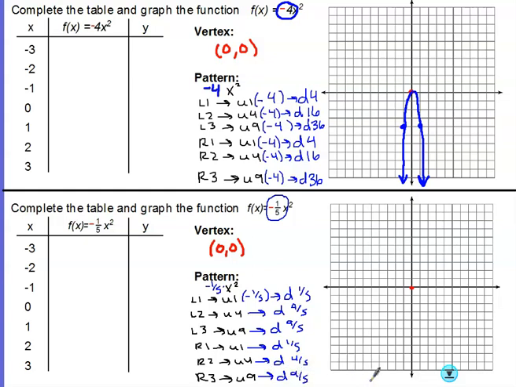You can use a calculator if you'd prefer. And from here I follow my pattern. Left 1 down 1/5, which is very small. Left 2 down 4/5, which is still pretty small. Left 3 down 9/5, which is again very small, and then the same on the right. So our graph looks kind of like this. An upside down parabola that just got flattened out.